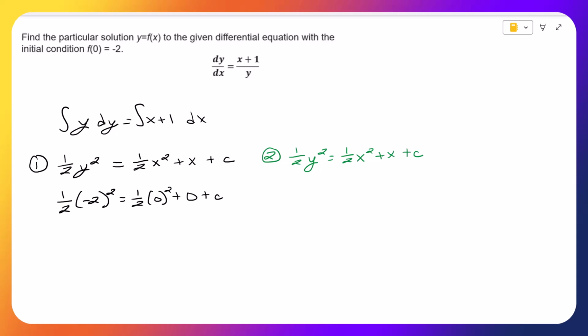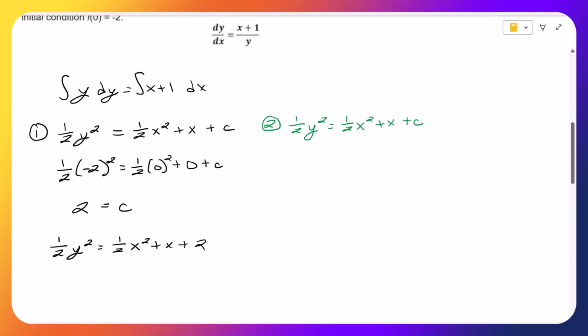I'm not going to do the math for that. And so then we can substitute the c back in. We get 1/2 y squared equals 1/2 x squared plus x plus 2. And the question is, are we done yet? We have this. But if you remember on our last video, we never left it with this y being by itself, and I don't want to leave it like that. I want to rewrite this so that y is by itself, and that's going to be my particular solution.